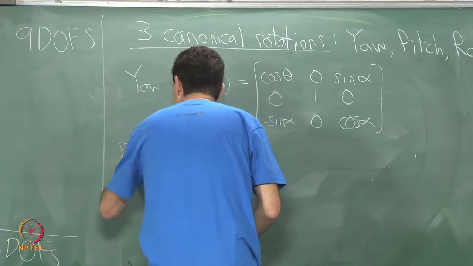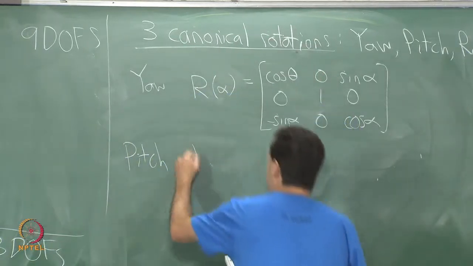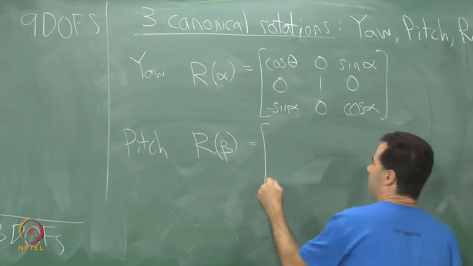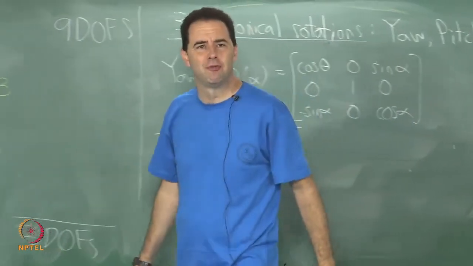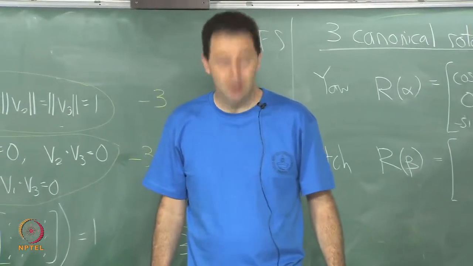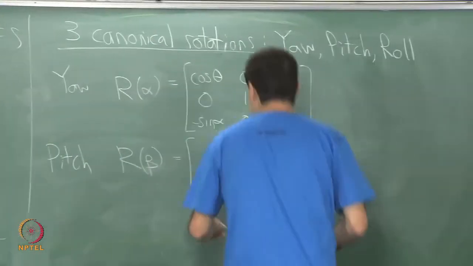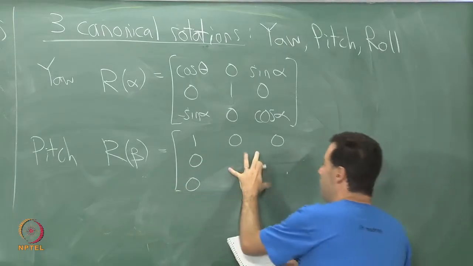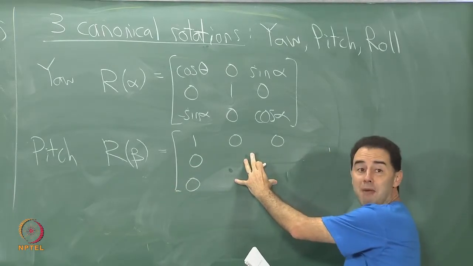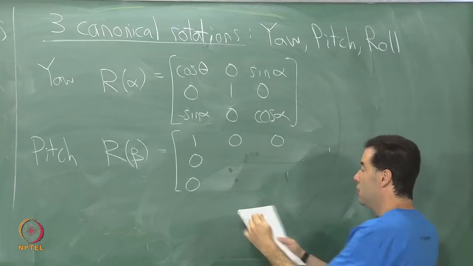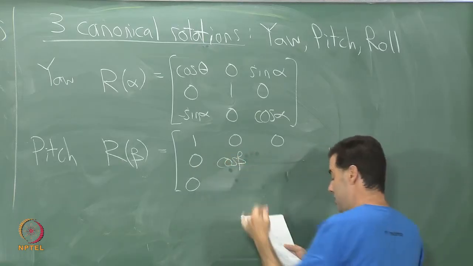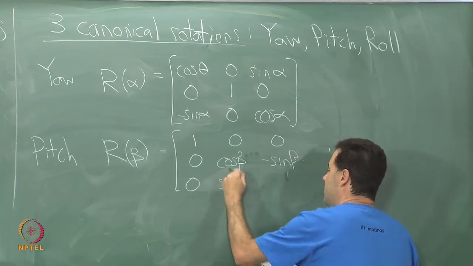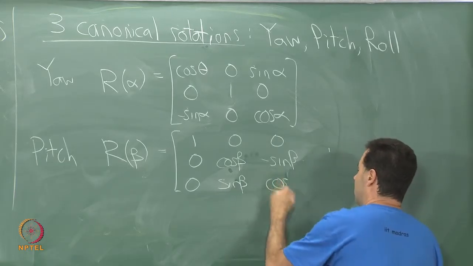So pitch is very similar. We write r of beta, let's say. Which axis is left undisturbed for pitch? So do this, x is undisturbed. So we can already guess that the x part is going to look like an identity matrix. And then here in this remaining block, we just make the 2 by 2 rotation matrix with a beta in it. Cosine beta, minus sine beta, sine beta, cosine beta.